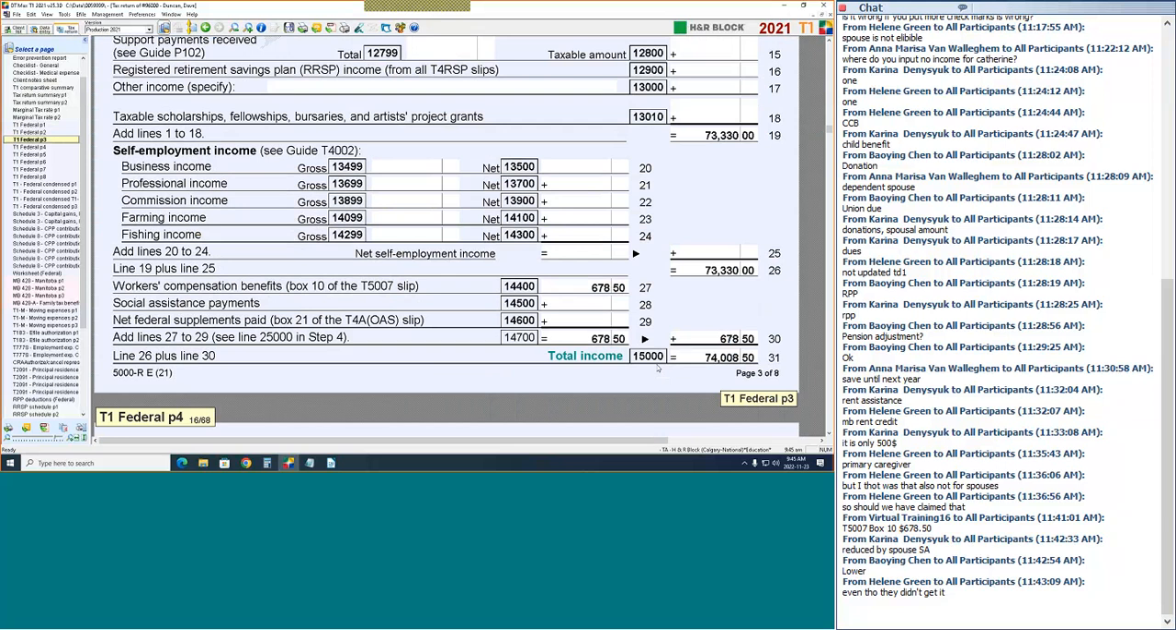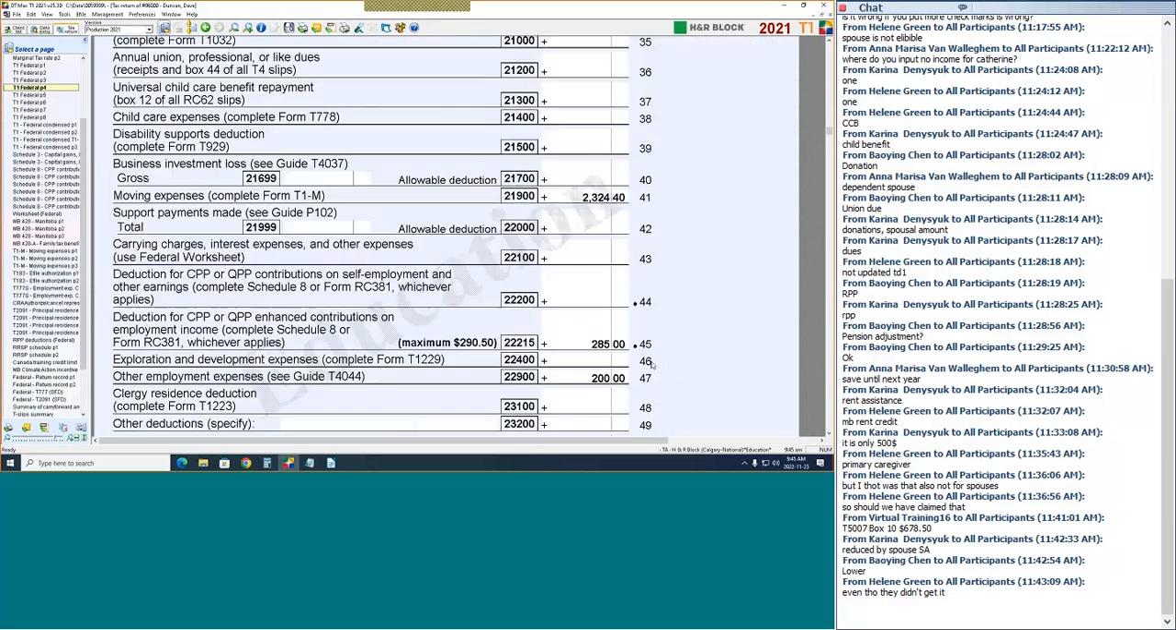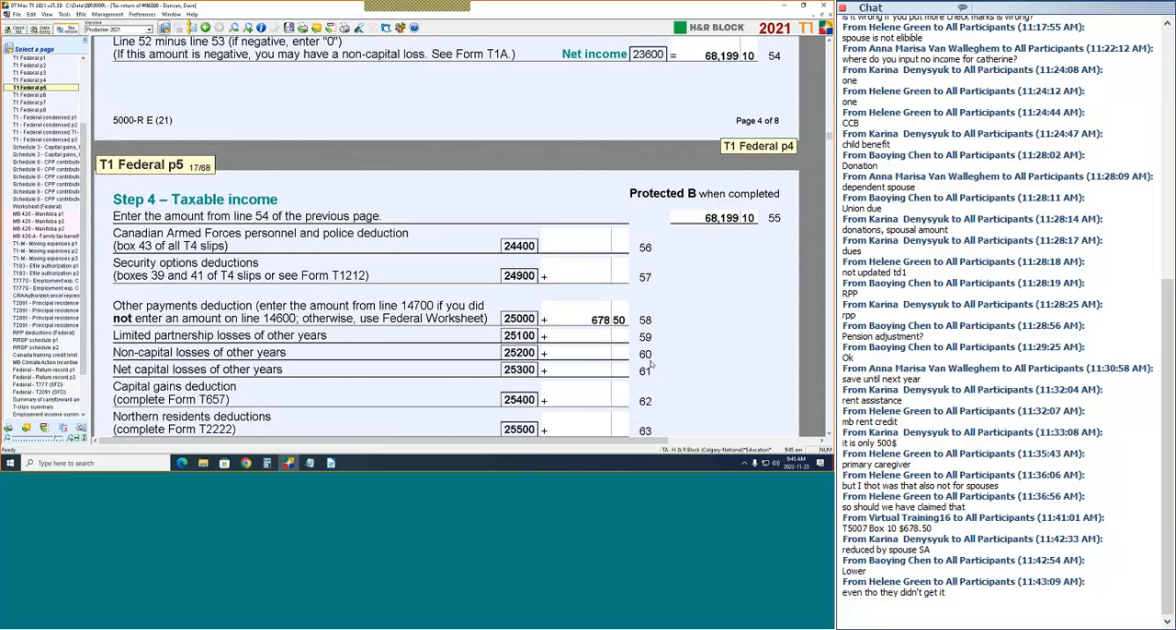It's going to change Canada Workers Benefit. It's going to change anything that is calculated for net income. And the computer will automatically take it off on line 25000 as well. So it will do the right thing if you give it the right information.